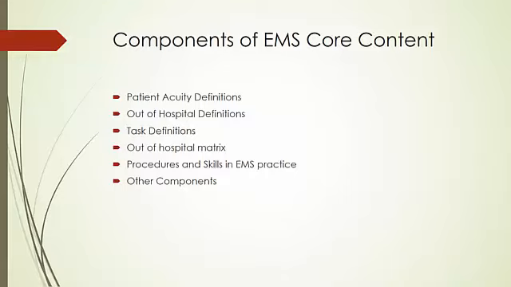And so the first one is patient acuity definitions. Basically what this is saying is how bad is the patient, what's going on with them, and it allows you to define them as either stable, unstable, or potentially unstable. And it just helps make some definitions for later content.